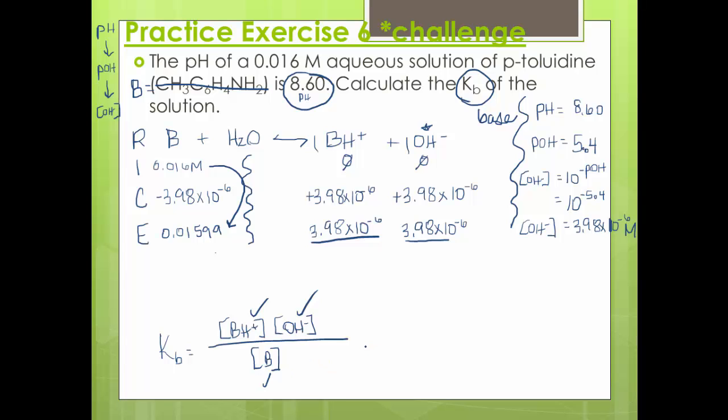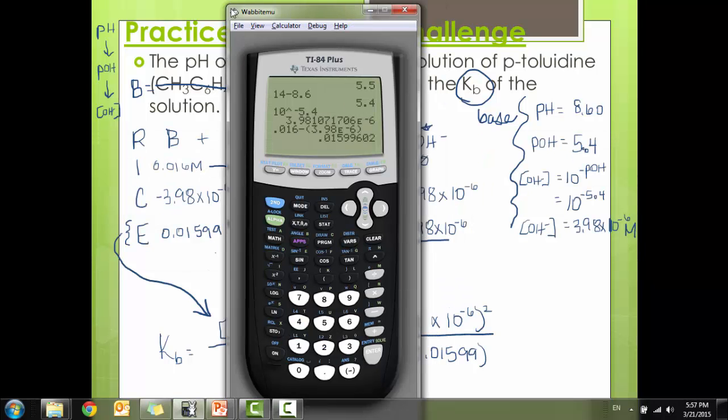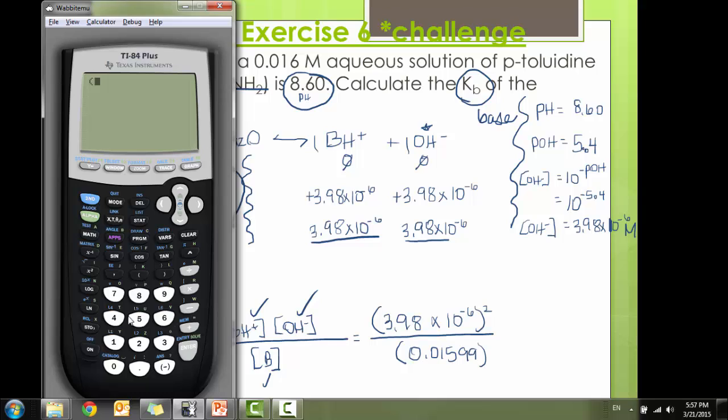Okay, so we're going to substitute in, solve for our Kb value. We're almost there. Remember, plug in the values from the E line into your expression. So on top, I have these two ion values. They're the same. They're just going to be squared. So 3.98 times 10 to the negative 6 squared over 0.01599. Now I'm going to think in advance. I'm solving for a K value of a weak base. Should be a pretty darn small number. That's what we're looking for. All right, let's do this.